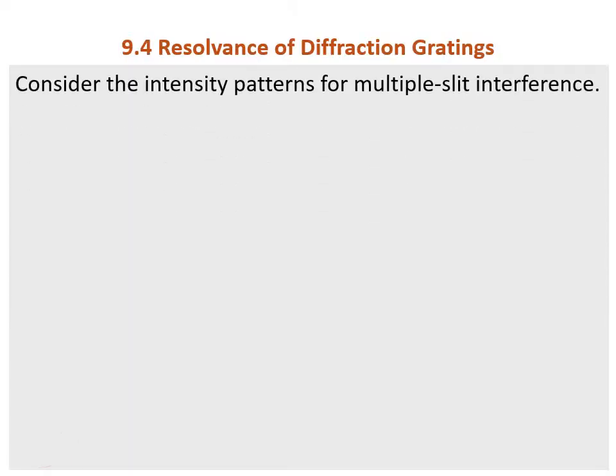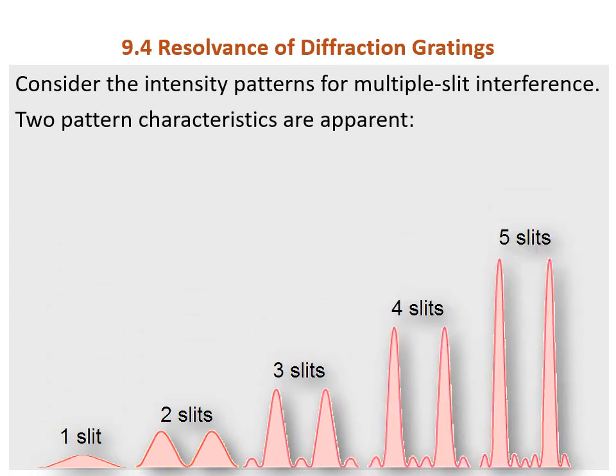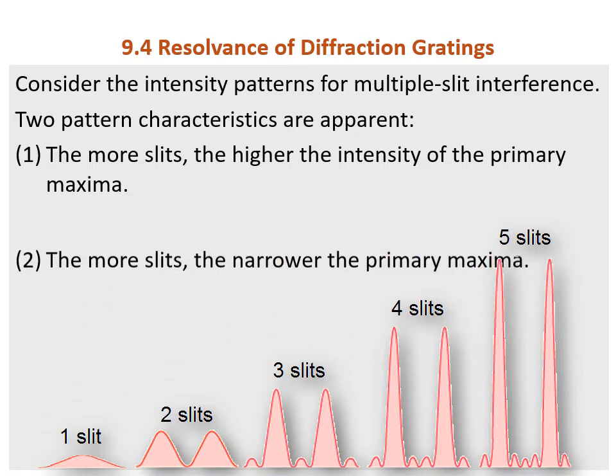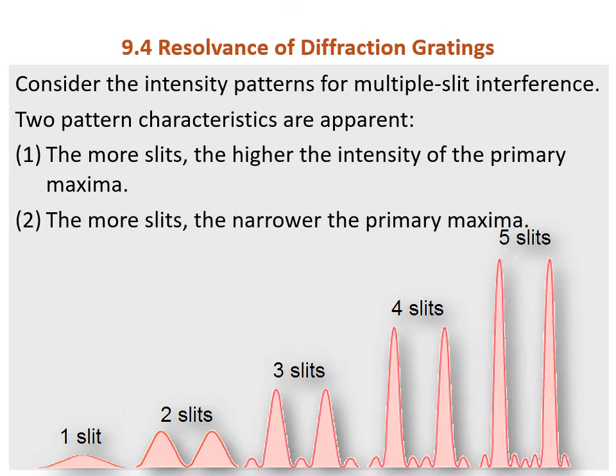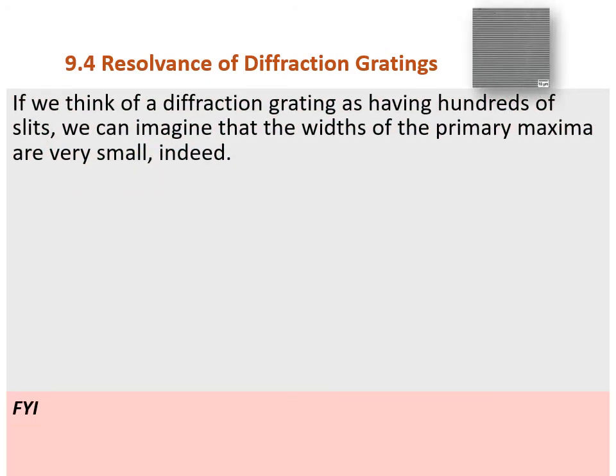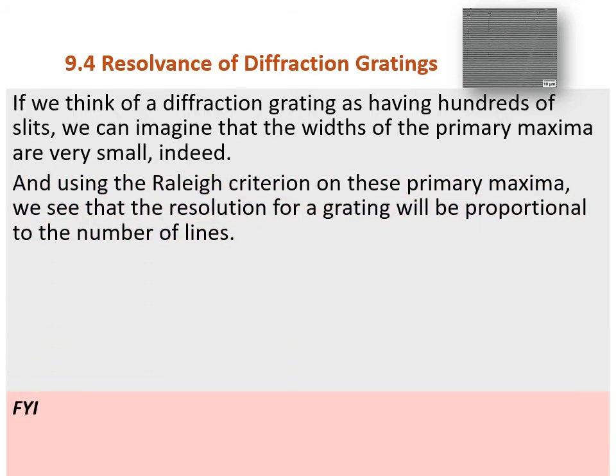So you will need to know how the number of slits changes the intensity pattern. As we add more slits, the intensity of the primary maxima increases, and the maxima become narrower. So if we think of a diffraction grating as being a screen with hundreds of slits, we can imagine that the widths of the primary maxima are very small indeed. And using the Rayleigh criterion on these primary maxima, we see that the resolution for a grating will be proportional to the number of lines.